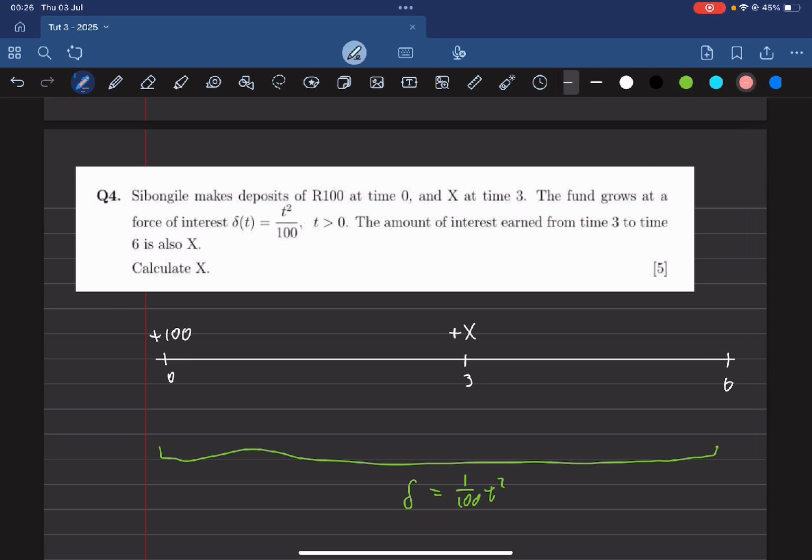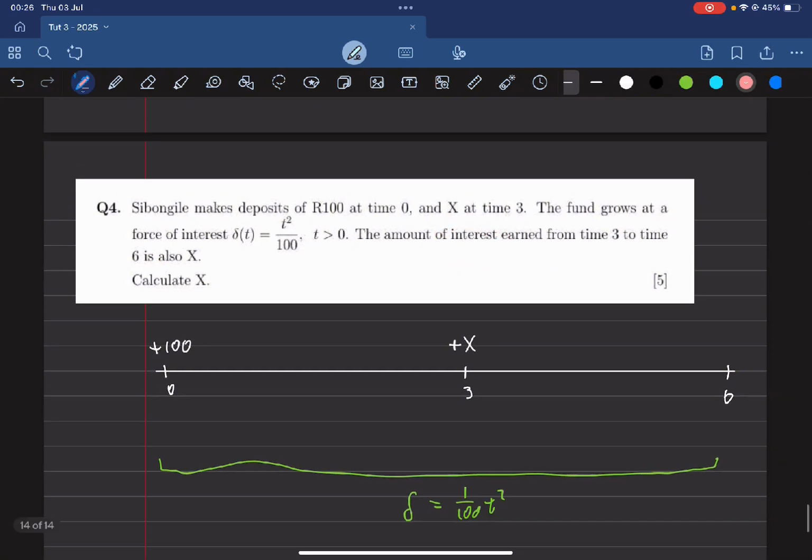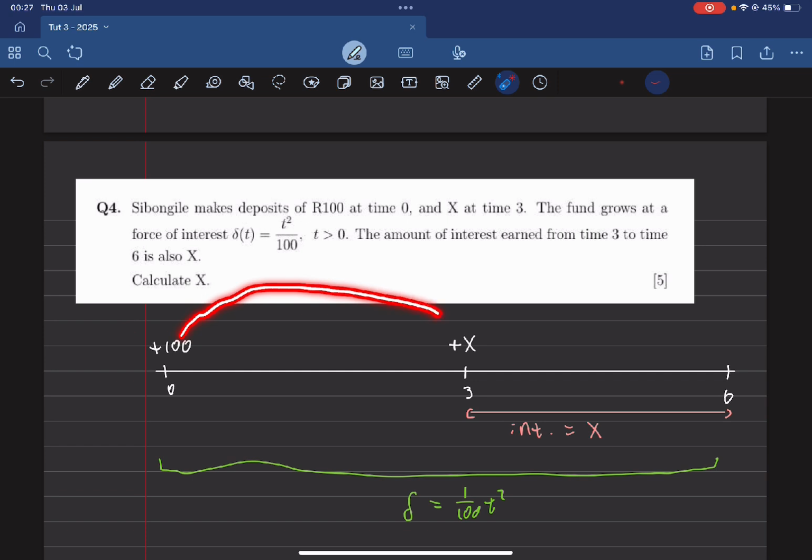Then they also tell us that the interest earned from time 3 to time 6 is also X. So over this period, the interest is also going to be X. I think the best way to solve this question is to accumulate this 100 to time 3, which gives us the value at time 3, and then accumulate that whole amount to time 6.